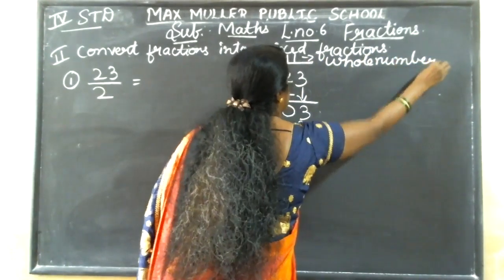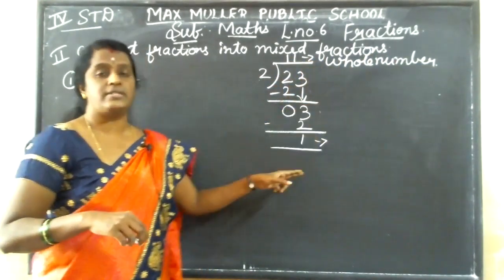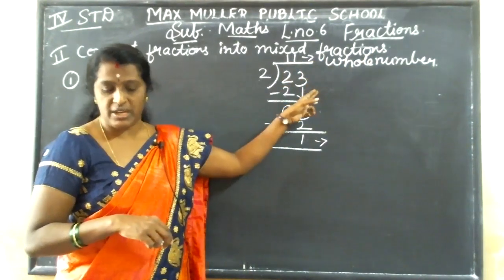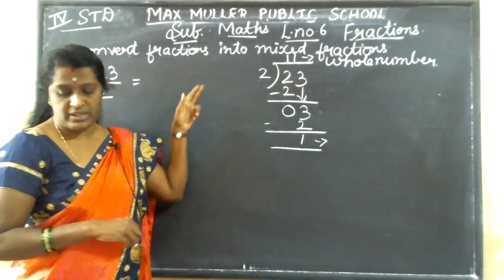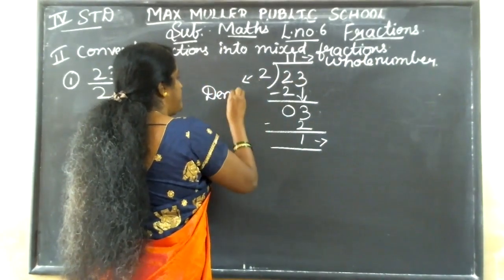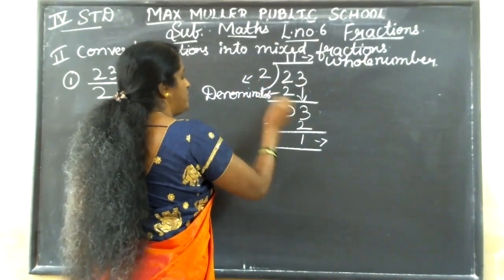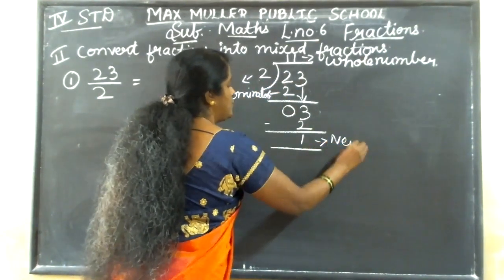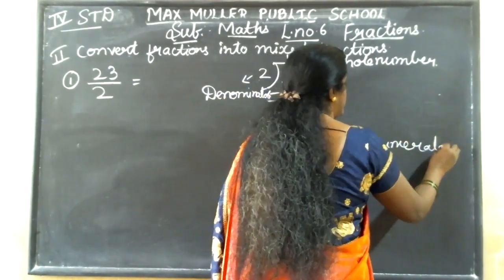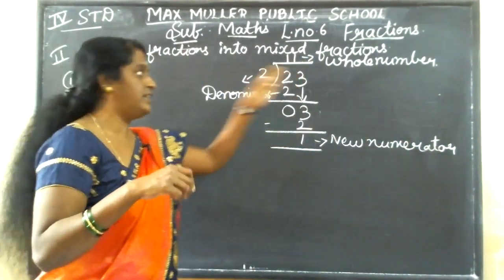Whole number. This is in division. I told you, this is the quotient. This is the remainder. This is the divisor. This is division. But here, children, this is the denominator, by which you divide, which we call the denominator. This is the numerator. In division we have quotient, remainder, divisor, dividend.